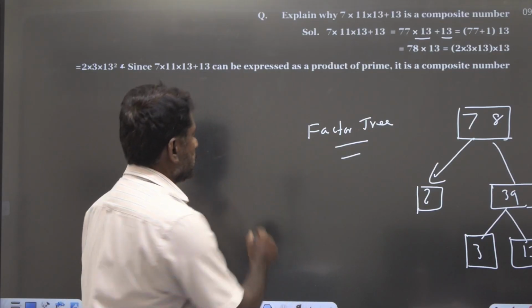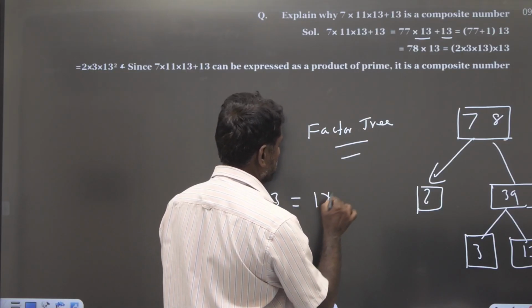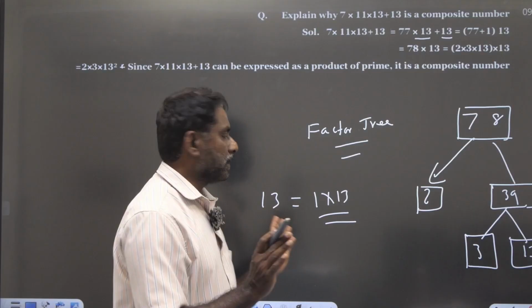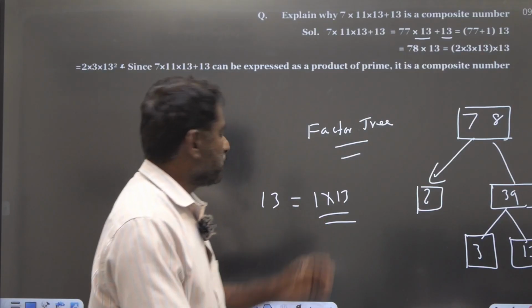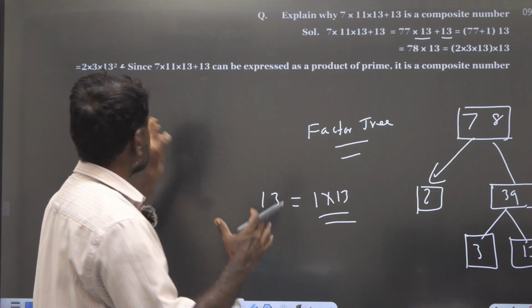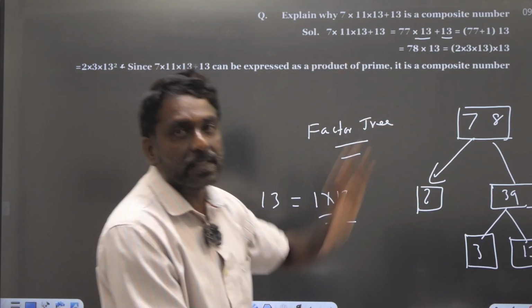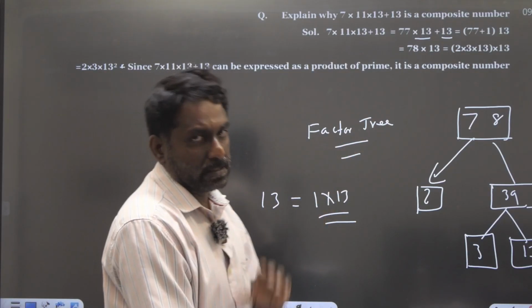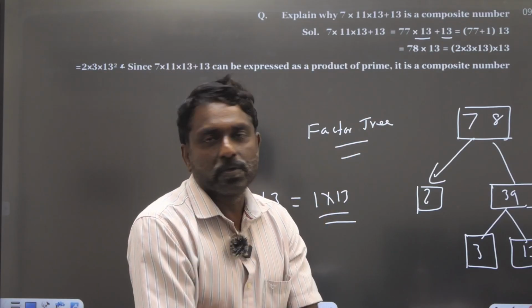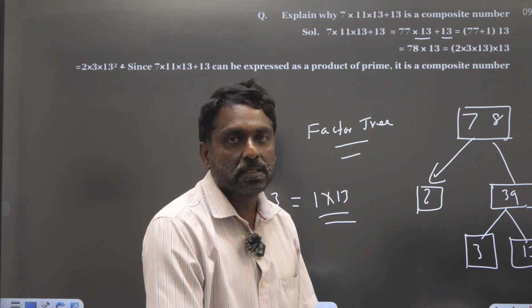A prime number can be expressed only as 1 into that number. For example, 13 is a prime number. It can be factorized into 1 into 13 only. No other factors are there. This type of number is called a prime number. But if a number is expressed as a product of many factors other than 1 and that number, such numbers are called composite numbers. So clearly it is a composite number.